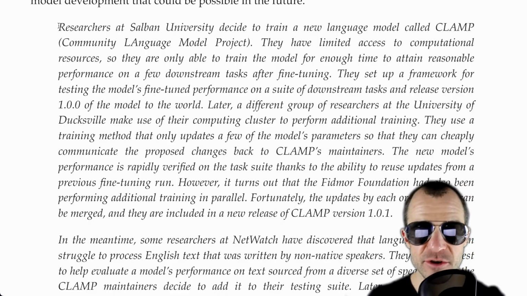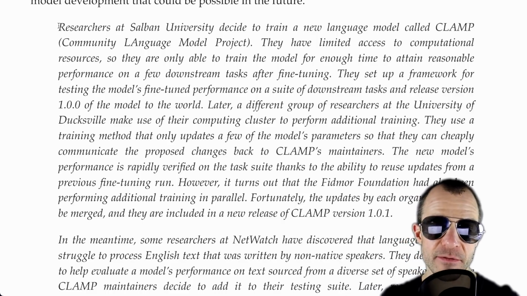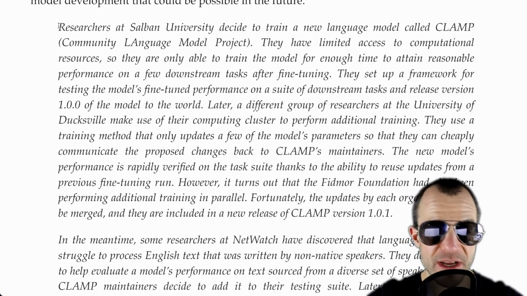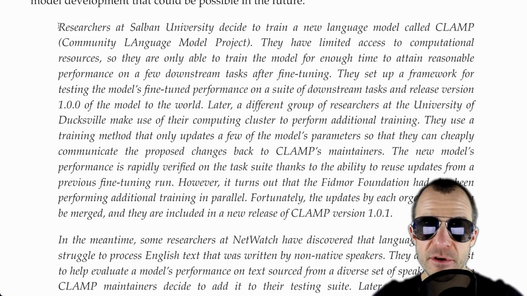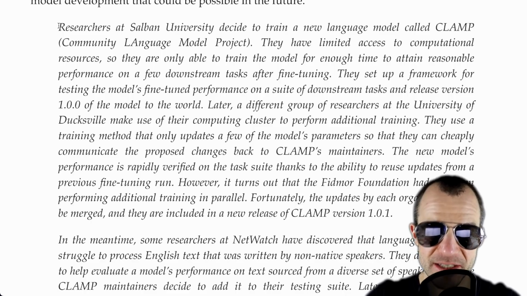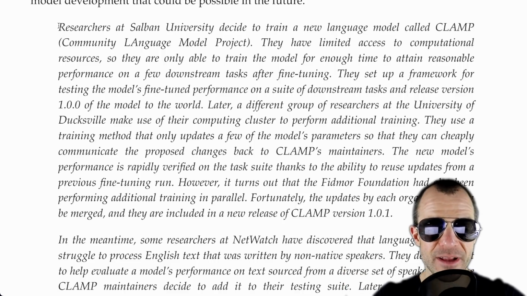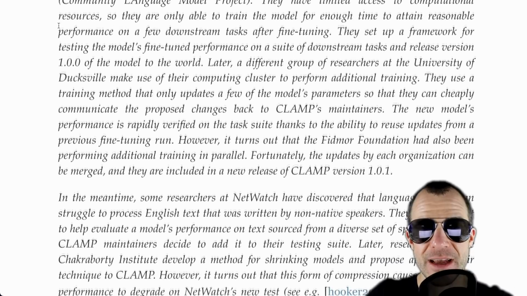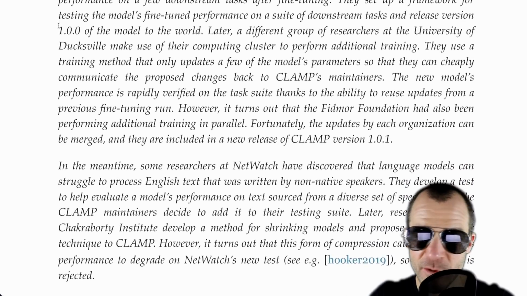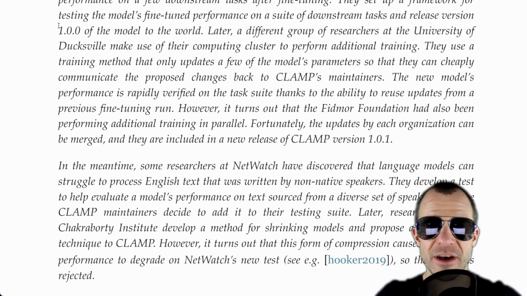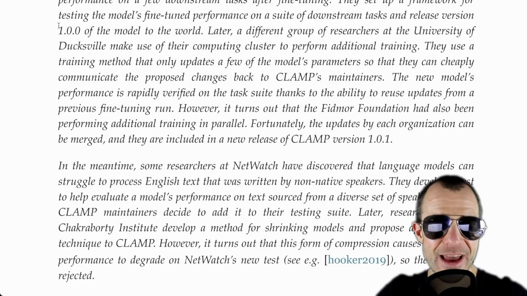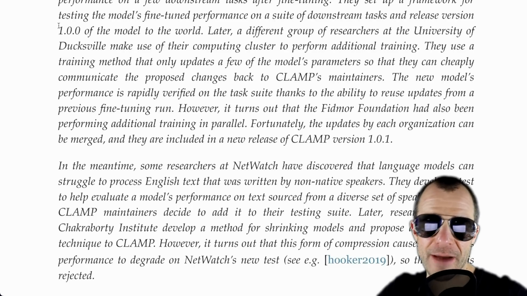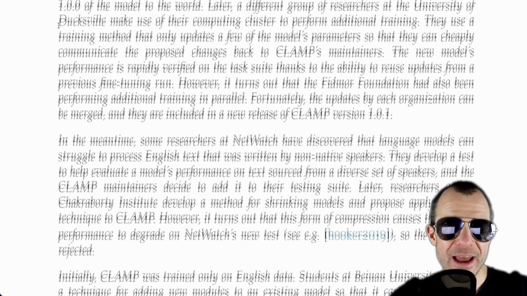Later, a different group of researchers at the University of Duxville make use of their computing cluster to perform additional training. They use a training method that only updates a few of the model's parameters so that they can cheaply communicate the proposed changes back to CLAMP's maintainers. The new model's performance is rapidly verified on the task suite thanks to the ability to reuse updates from a previous fine-tuning run. However, it turns out that the Fidmore Foundation has also been performing additional training in parallel. Fortunately, the updates by each organization can be merged, and they are included in a new release of CLAMP in version 1.0.1. And it goes on.